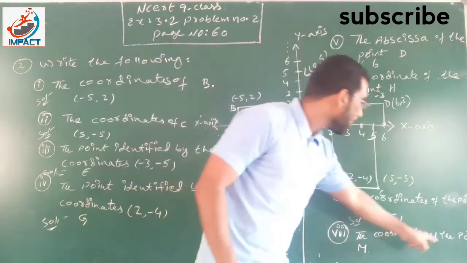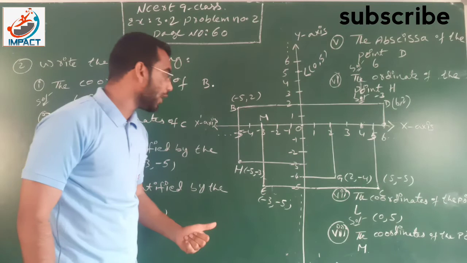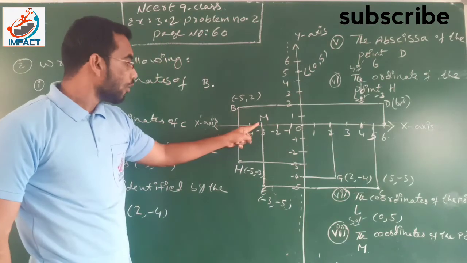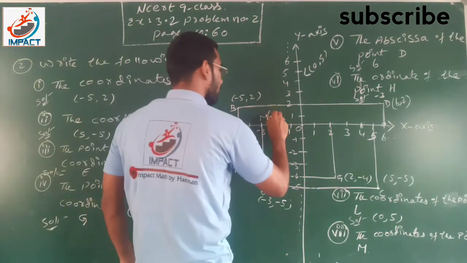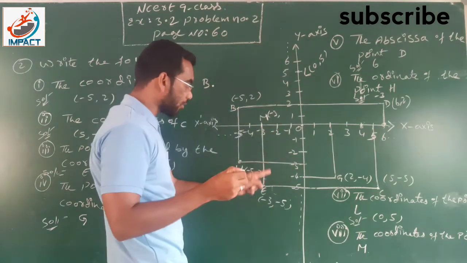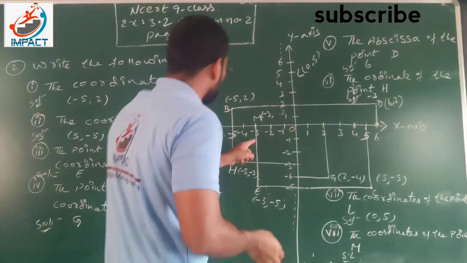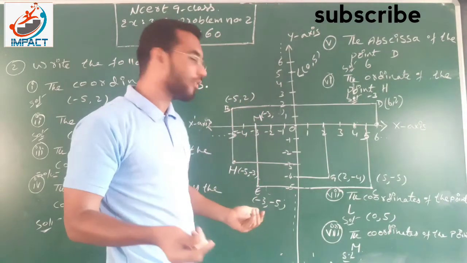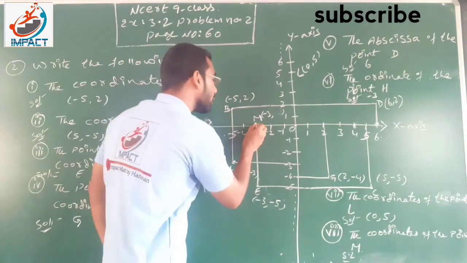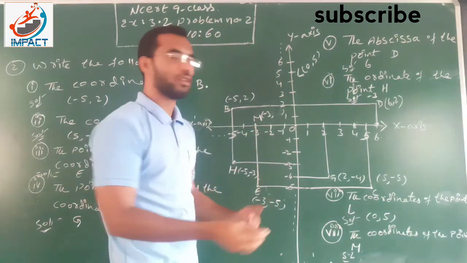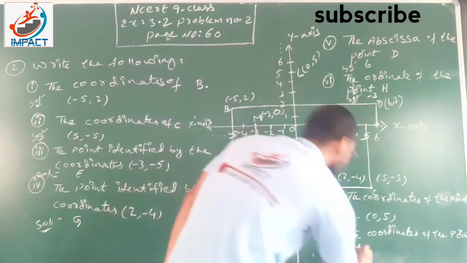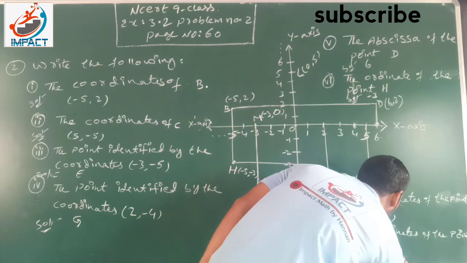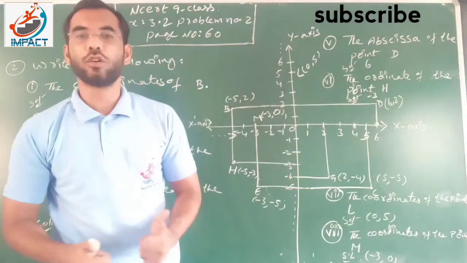Next, the coordinates of the point M. Where will you find M? M is here. What is on the x-axis? -3. And what is on the y-axis? For point M, x is -3. It is lying on the x-axis only, so y will be 0. So the answer is (-3, 0).